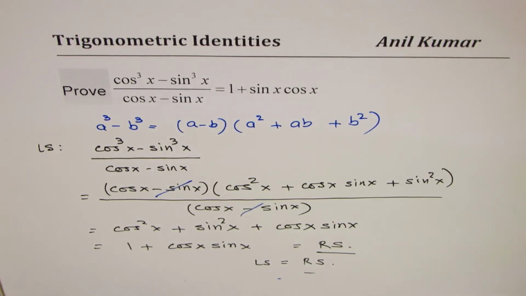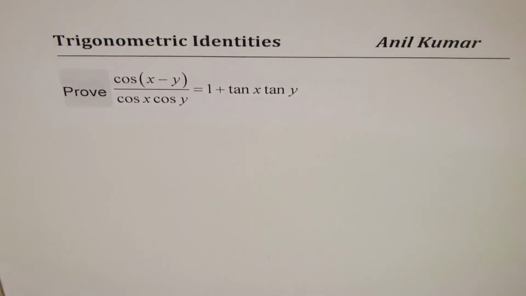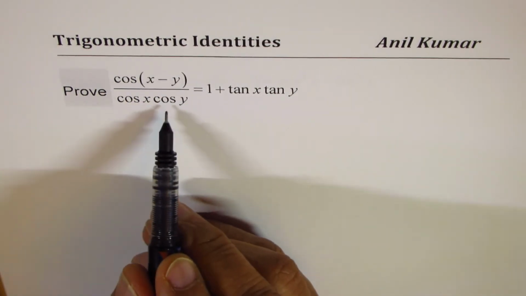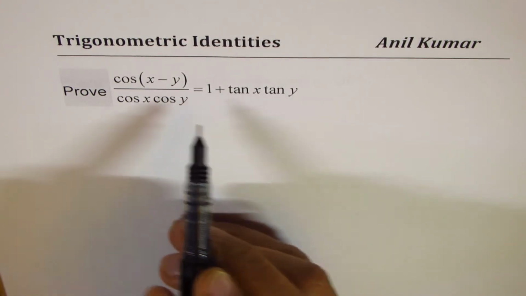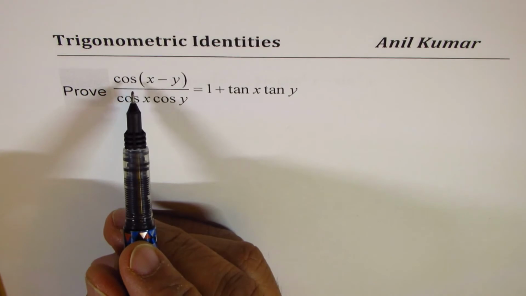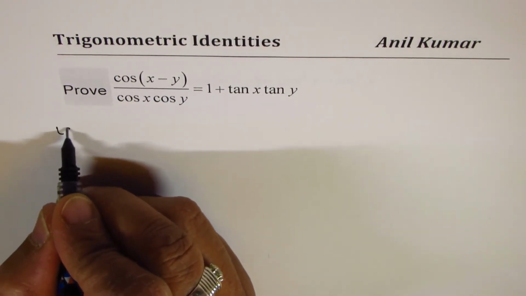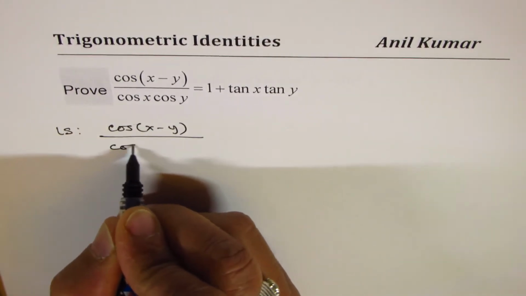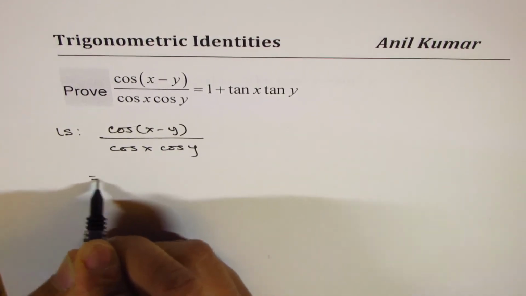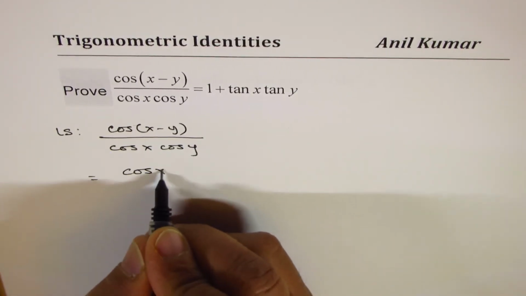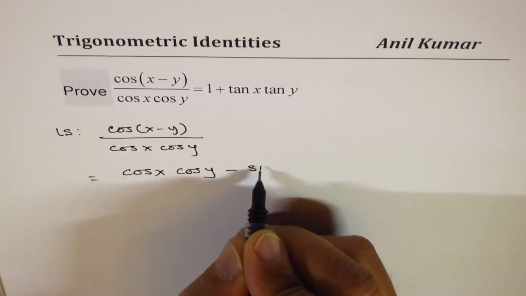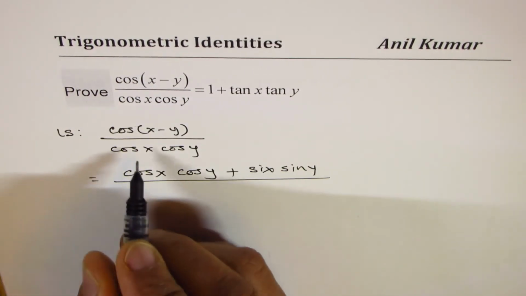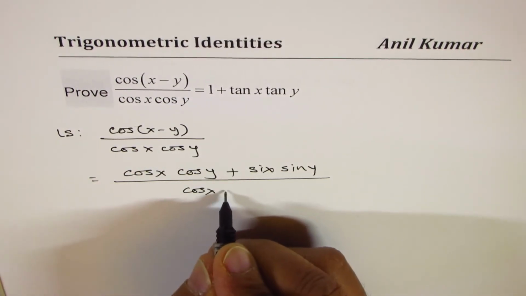So let's move on. Let's take a few more examples involving compound angles. We need to prove cos(x minus y) divided by cos x cos y equals 1 plus tan x tan y. So we'll just apply the formula for cos(a minus b). On the left side, let me rewrite the question first, which is good practice. We'll just expand this: cos x cos y minus sin x sin y. I mean, when it is minus, it is actually plus, divided by cos x cos y.